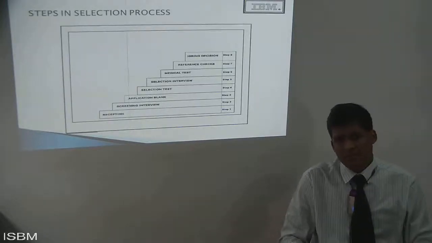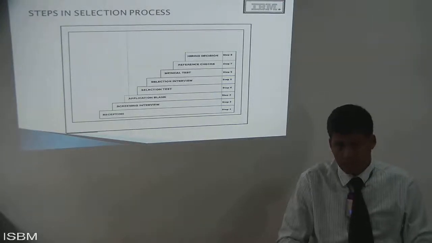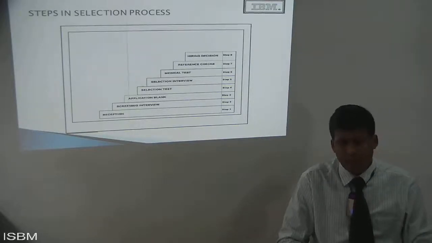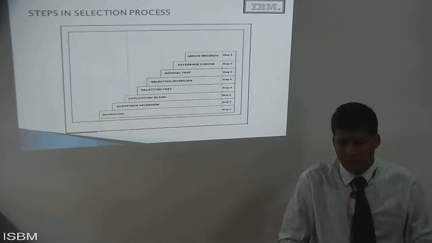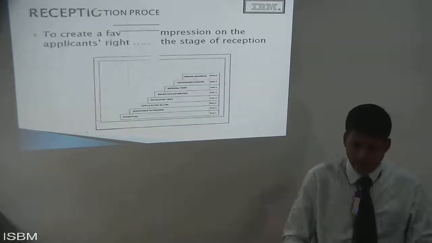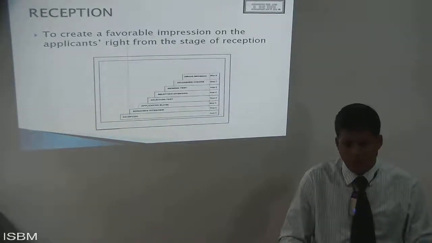So as far as IBM is concerned, these are the steps involved, and we'll look into these steps one by one. Steps right from reception, screening interviews, application blank, selection test, selection interview, medical test, reference checks, and hiring decision. Okay, so let's go one by one. Reception.